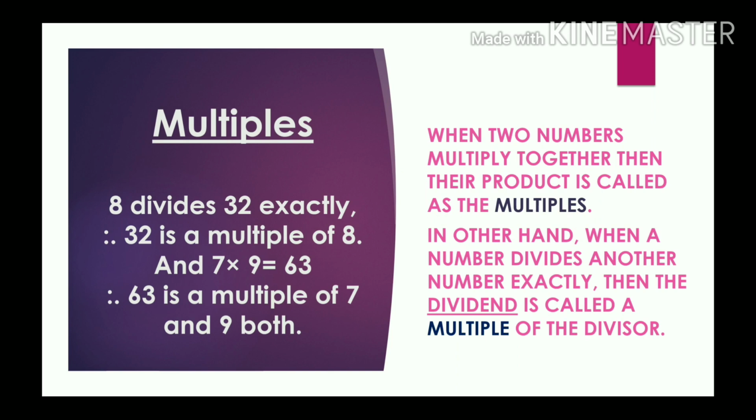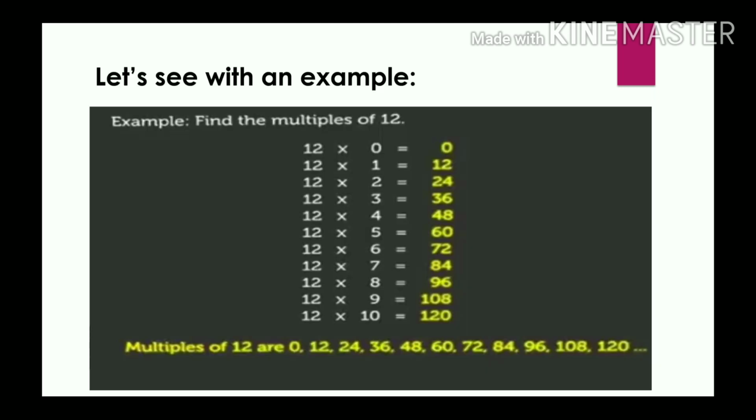You can see here 8 divides 32 exactly, therefore 32 is a multiple of 8. Here 32 is the dividend and 8 is the divisor. Similarly, if 7 multiplied by 9 is equal to 63, then 63 is a multiple of both 7 and 9. Hope you understood this. Let's see an example.